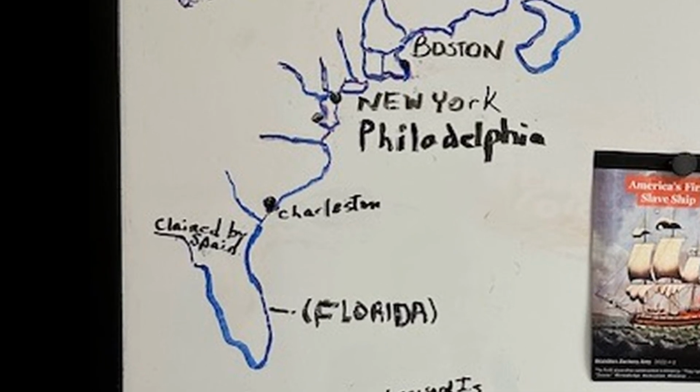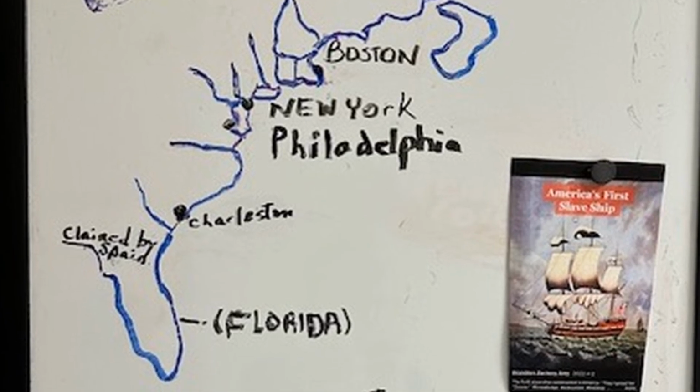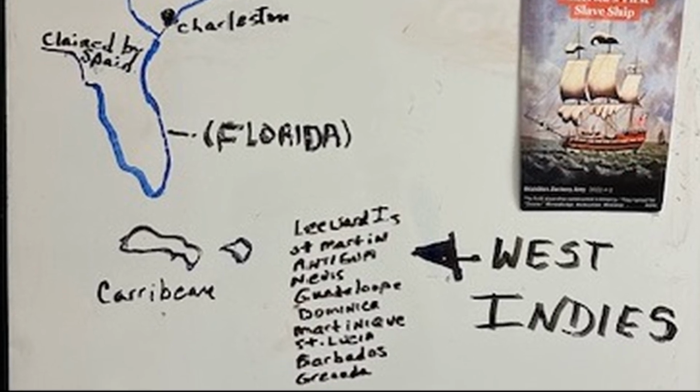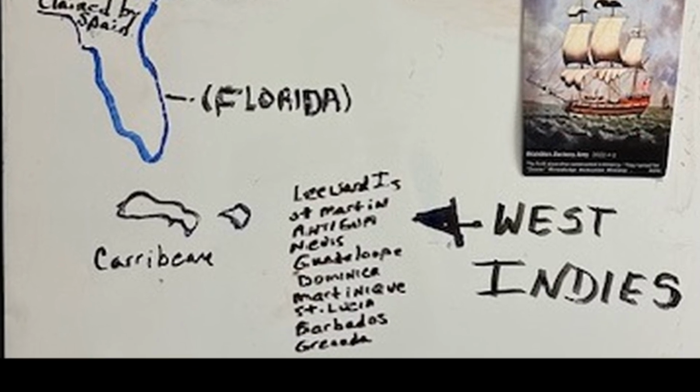At the bottom is a list of islands in the West Indies. Here's a list of them, and Barbados is in this list and was usually the first island where slave ships stopped when they came from Africa.